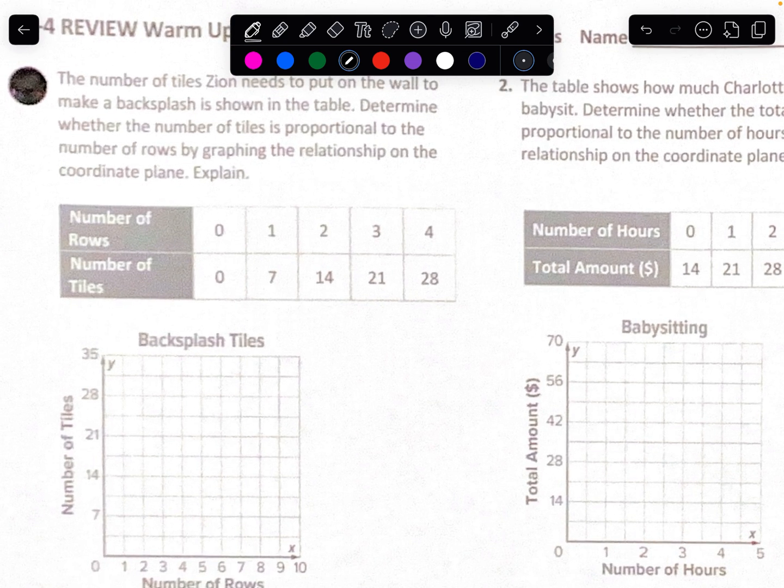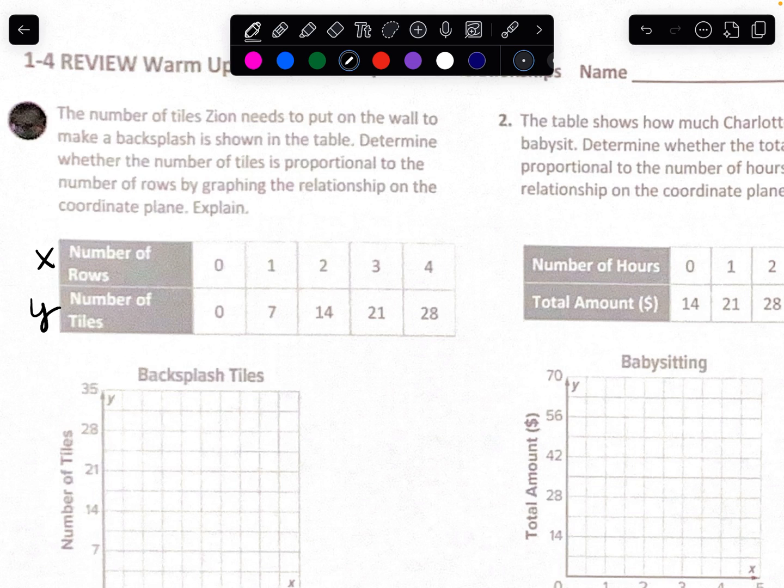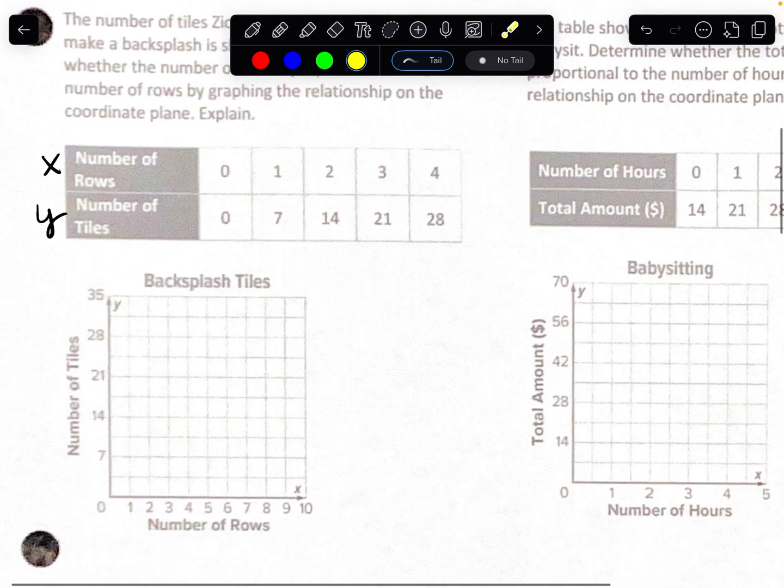So we have number of rows, and that's going to be our x, and the number of tiles, that's going to be our y. And they're saying that the number of tiles Zion needs to put on the wall to make a backsplash is shown in the table. Determine whether the number of tiles is proportional to the number of rows by graphing the relationship on the coordinate plane. And then we have to explain.